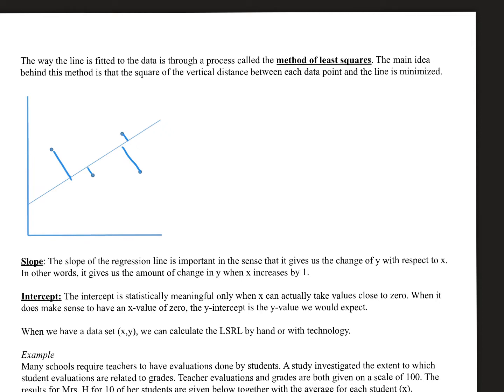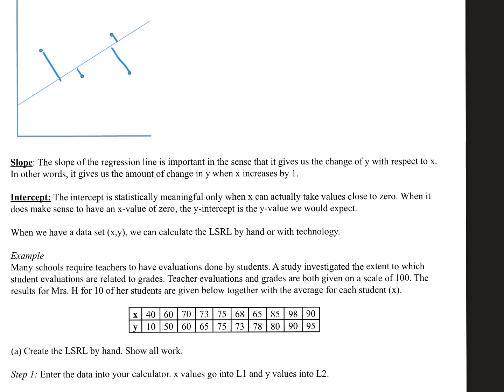Depending on the situation, having an x value of 0 doesn't make sense. So the y-intercept is a y value we wouldn't expect, but when it does make sense, it would be expected. You can also sometimes get a y-intercept that's negative, and if your data doesn't take on negative values, the y-intercept would not make sense. So we can calculate a least squares regression line by hand or with technology, and I'm going to go over both.